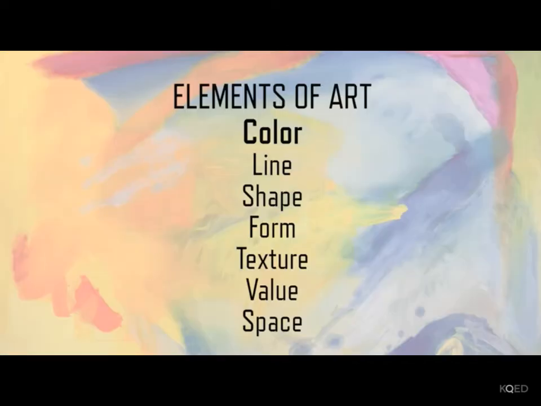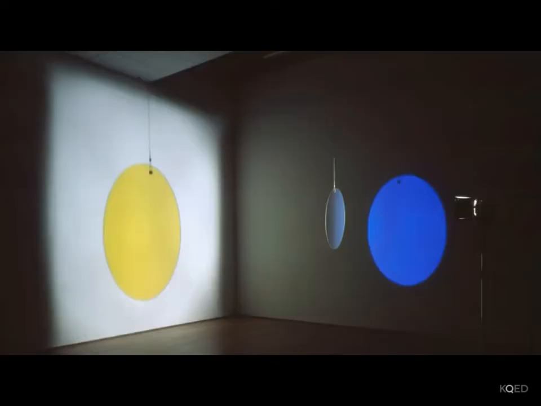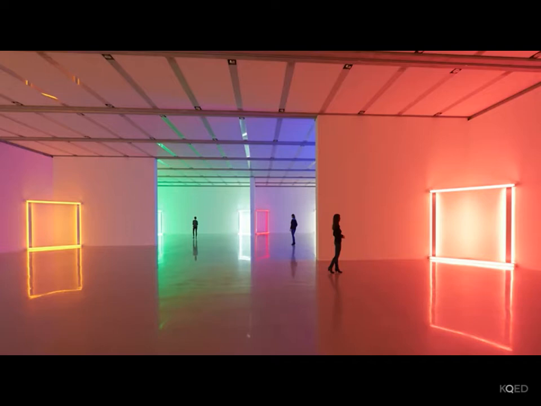Color is one of the 7 elements of art, along with line, shape, form, texture, value, and space. When light hits an object, some of it is absorbed and some of it is reflected, depending on the materials the object is made of. The light that is reflected off of the object is what we see as an object's color.